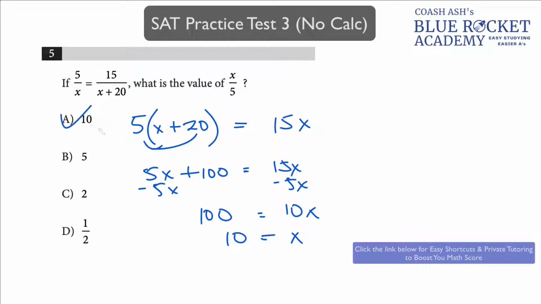That's the answer. Oh no, that's not the answer actually, because you've got x over 5 that they're asking. This is a very important thing to remember, that choice A could be incorrect because they're asking x over 5.